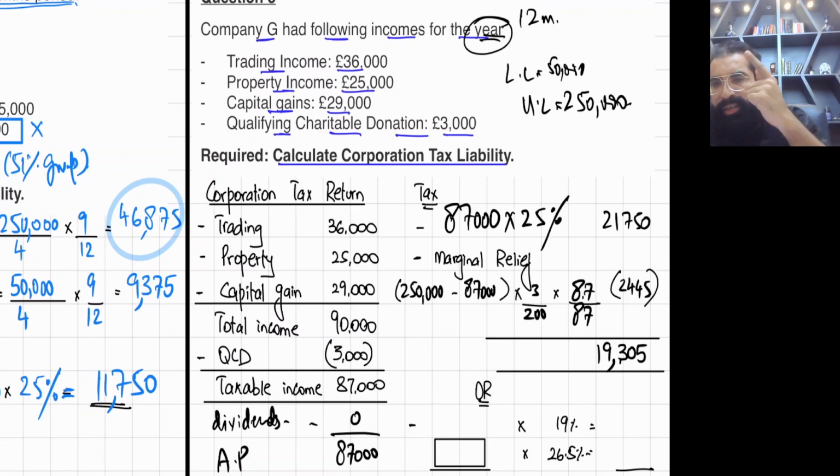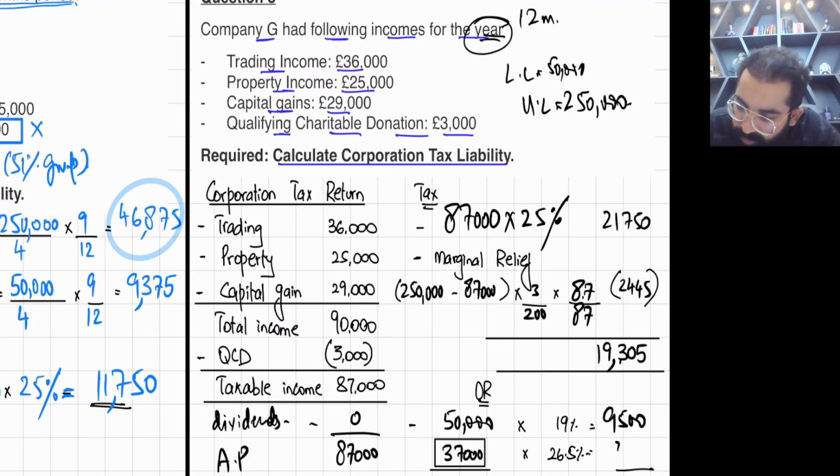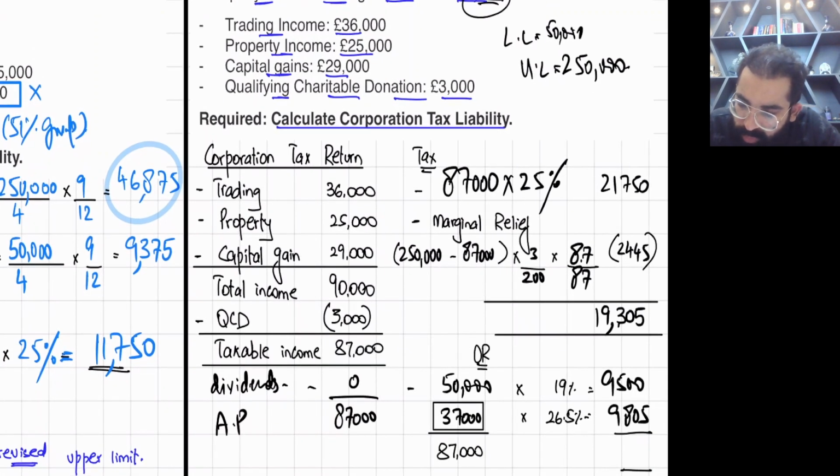Okay, now again you can verify through those bands. Let's do it. Your taxable income is 87,000. On the first 50,000 the rate is 19%, so 9,500. Out of 87,000 you have already calculated tax on 50,000, so 37,000 is left. The second band rate is 26.5%, which is 9,805. So this will be 19,305. See, the answer is the same. This is the magic.